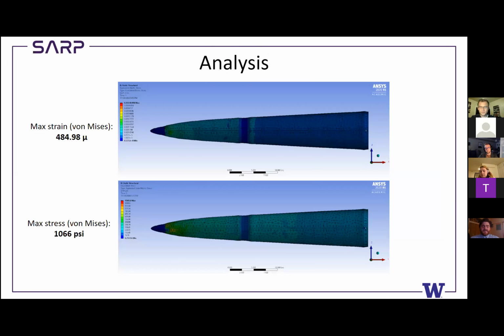Next slide, please. Cool. And then these simulations actually yielded, like I said, very desirable margins of safety, with the max strain being 484.98 microstrain, and the stress being 1066 psi. And next slide, please.